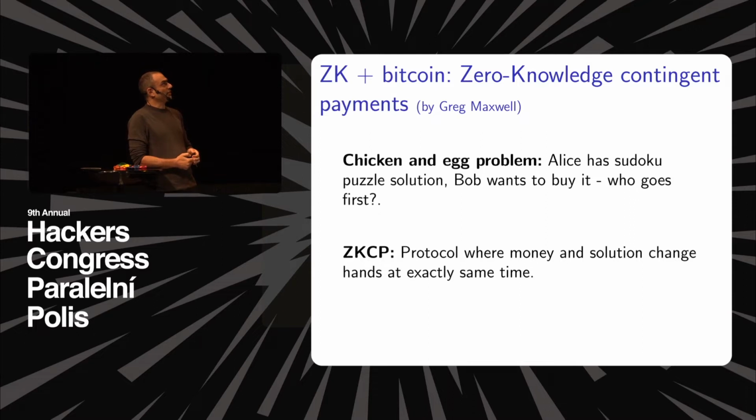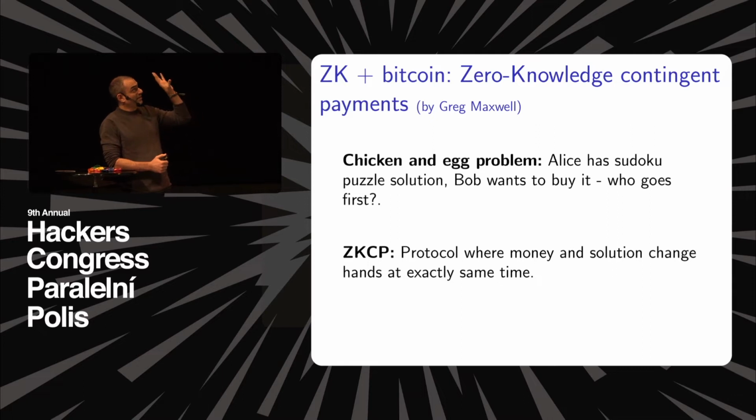So here's a cool application of zero knowledge that I saw in an old post of Greg Maxwell. Just as a personal anecdote, I was never interested in cryptography. I was doing other types of computer science, and really Bitcoin is what got me into cryptography because of various cool applications. For example, zero knowledge contingent payments.